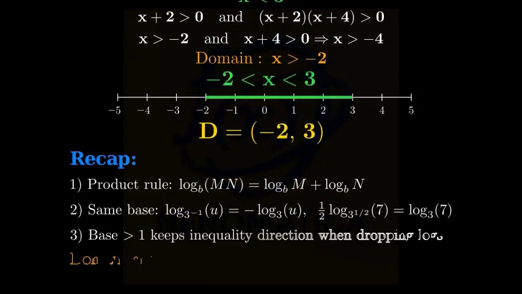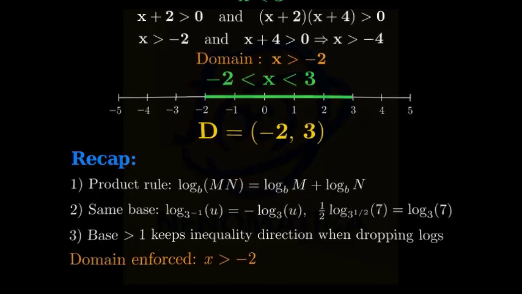Recap. We used 3 big ideas. 1. Product rule for logarithms. 2. Rewriting the bases 1/3 and square root of 3 as powers of 3 to align the base. 3. Dropping logs safely because the base is greater than 1, and finally intersecting with the domain.